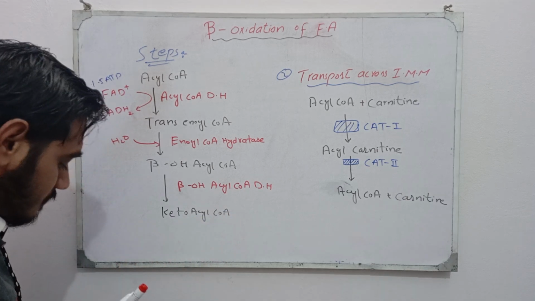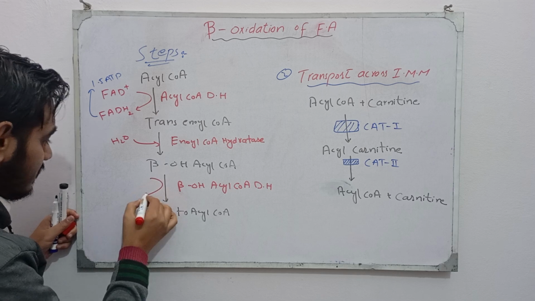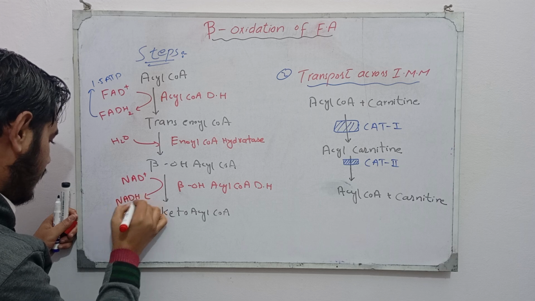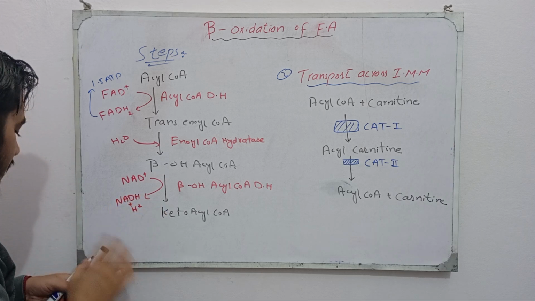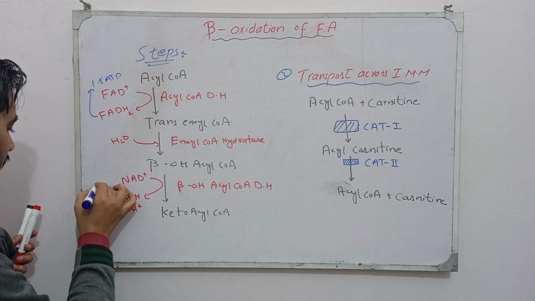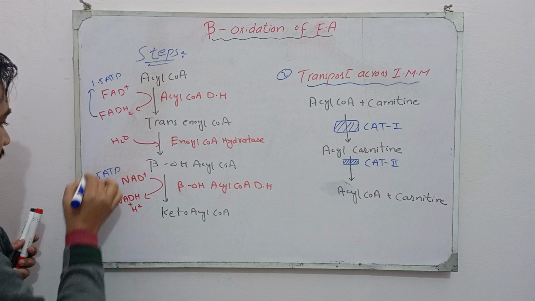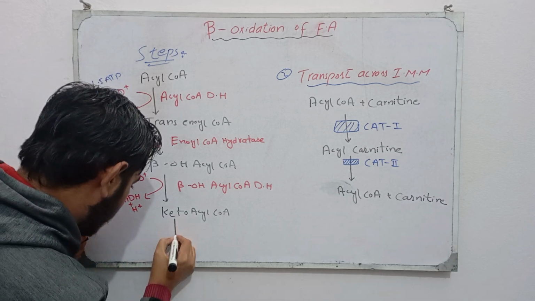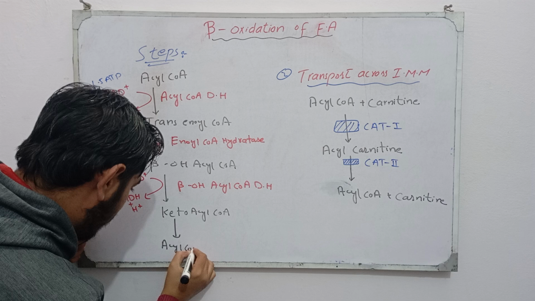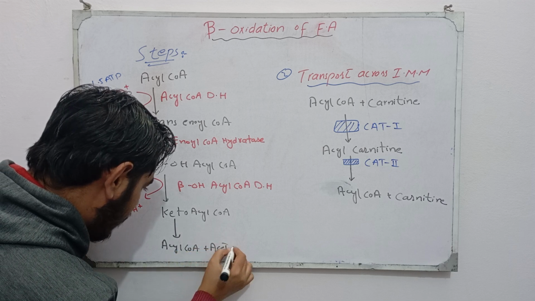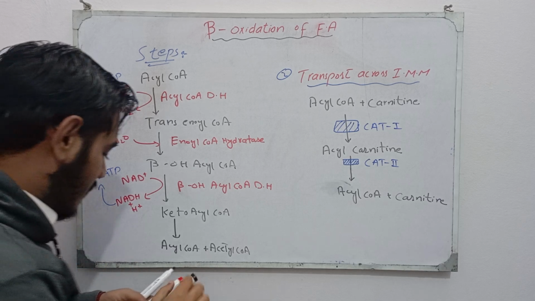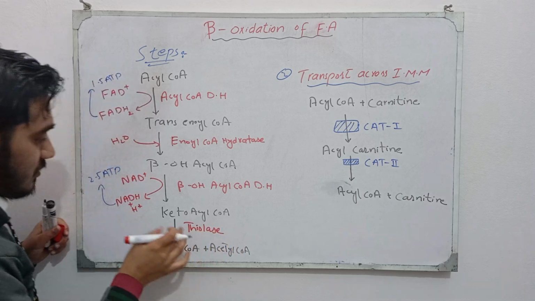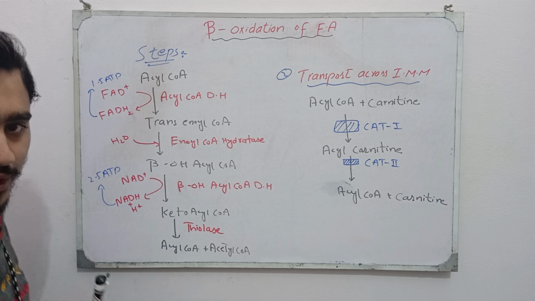And here NAD plus converts into NADH and H plus, and NADH and H plus is an electron carrier molecule. In the electron transport chain, it gives 2.5 ATP. Ketoacyl CoA. In the next step, this ketoacyl CoA converts into the acyl CoA and acetyl CoA, which is a 2 carbon atom containing compound, with the help of thiolase enzyme. This thiolase enzyme is responsible for cleavage of this ketoacyl CoA.